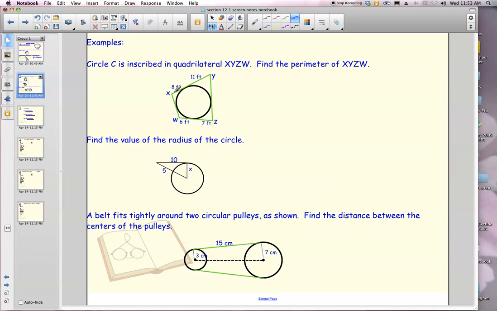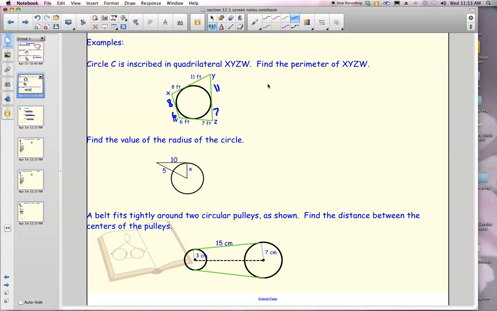They give us some values. We know that from x to the point of tangency is 8. So we know from our second theorem on the other page that the distance from x to this point of tangency would have to be 8. We are given that from y to the point of tangency is 11, so that means from y to this point of tangency is 11. Same thing here, z to this point is 7, z to this point has to be 7. From w to this point is 6, from w to this point also has to be 6.